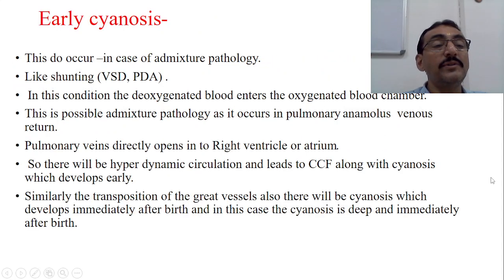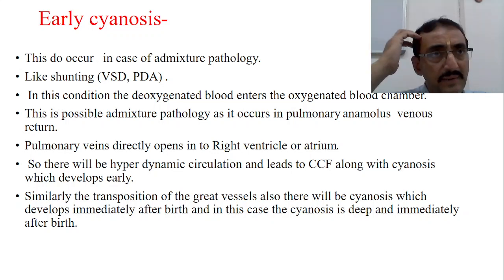Now let us discuss cyanosis appearing early. What is the cause for the early development of cyanosis? This occurs in admixture pathologies. Admixture means when pure and impure blood are mixed together at the ventricular level. It is commonly seen in shunting. It may be VSD, or it may be PDA. To some extent, it may be in ASD.